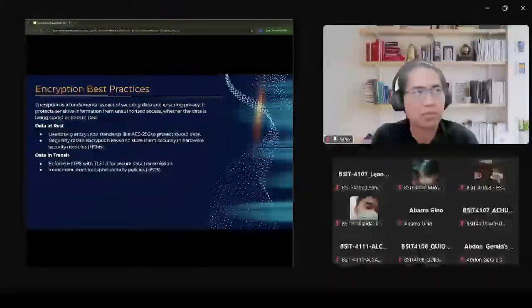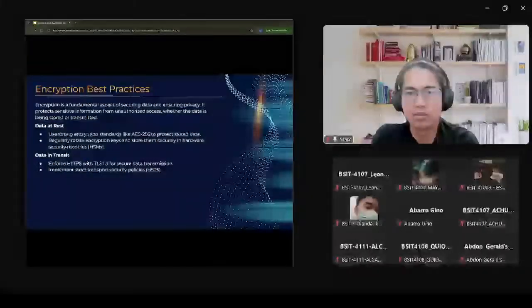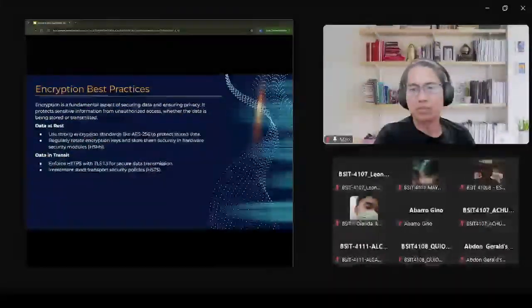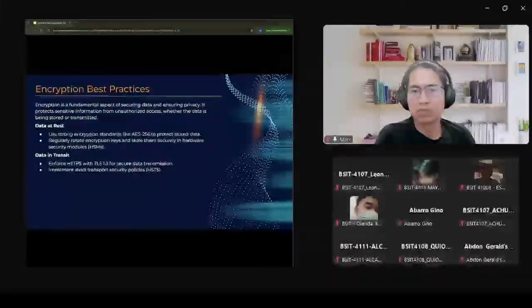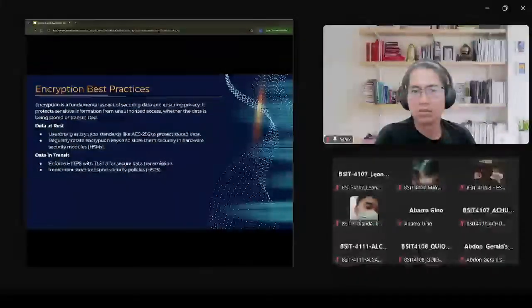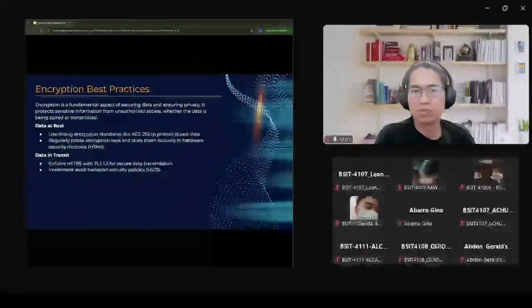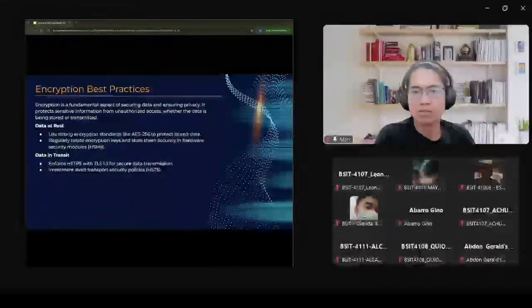An example: if an e-commerce site stores user passwords, credit card information, or private transaction records, AES 256 ensures that this data remains unreadable even if a malicious actor gains access to the database. Next on securing your data at rest through encryption is regular key rotation.